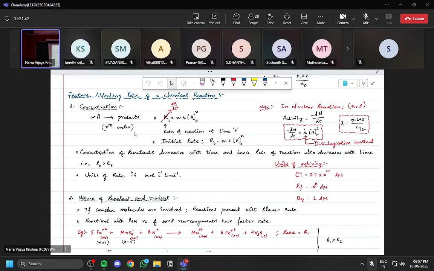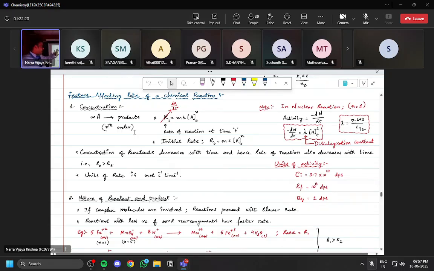Same thing when you are studying nuclear chemistry. Here we write rate; there we call it activity. Activity is nothing but minus dN by dt. Instead of k, we write lambda, which is the disintegration constant. The units of activity are Curie, Rutherford, or Becquerel. Curie is 3.7 into 10 power 10 disintegrations per second. Rutherford is 10 power 6 disintegrations per second. Becquerel is 1 disintegration per second. Any questions regarding the concentration term?